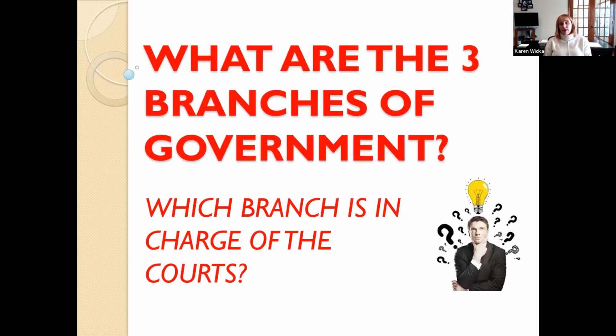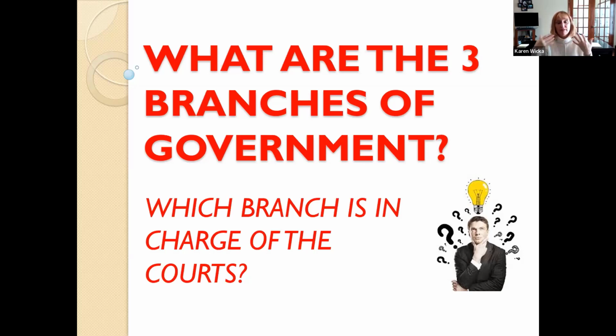Now, what we're going to talk about is how courts are organized and how they came to be. The first question is, what are the 3 branches of government? I keep asking you what the 3 parts of criminal justice are, and we said police, courts, corrections. But let's take a step back. What are the 3 branches of the federal government? When we talk about what makes up our government, there are 3 branches: the executive, the legislative, and the judicial.